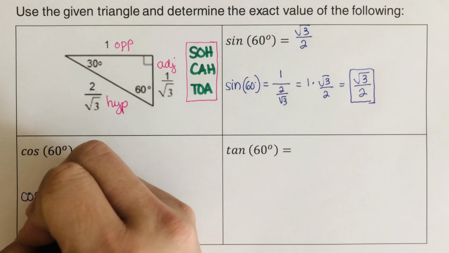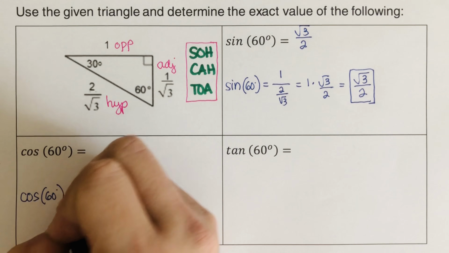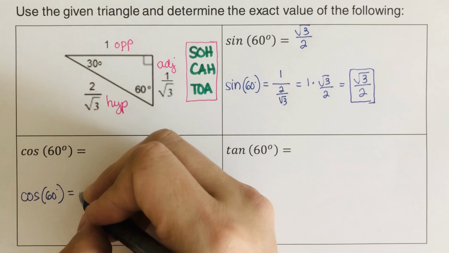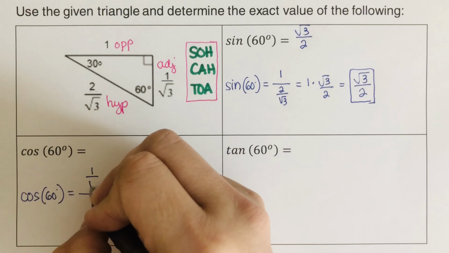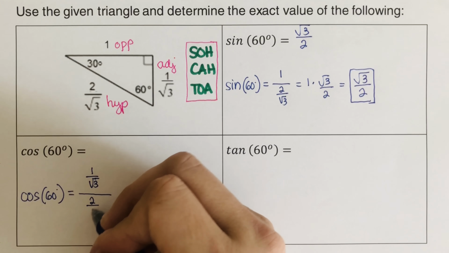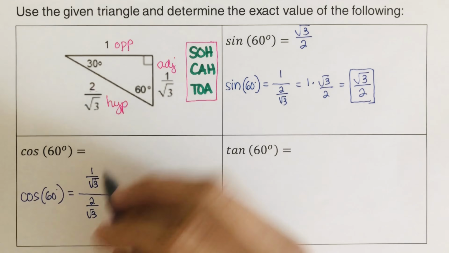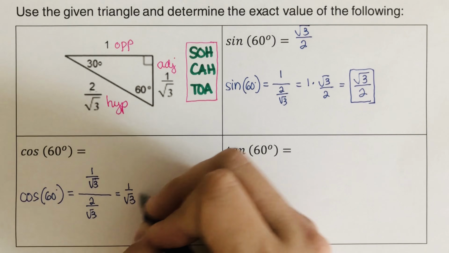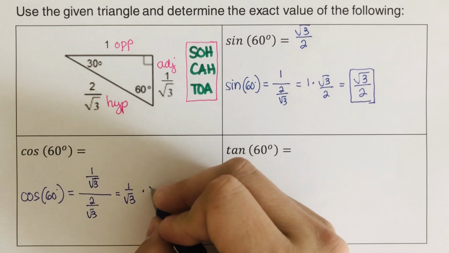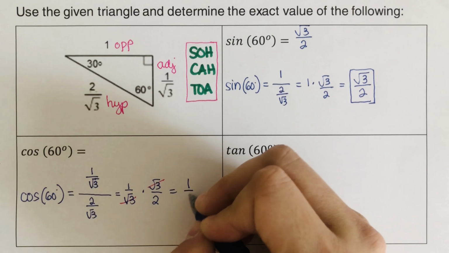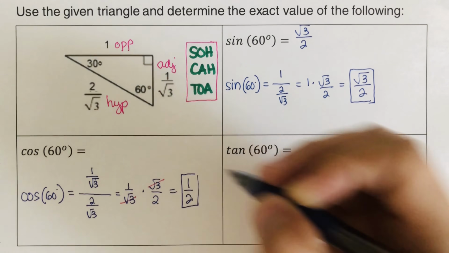Now let's have the cosine of 60. So that is cosine of 60 degrees is equal to, cosine is adjacent over hypotenuse. The adjacent for this is 1 over square root of 3. And then the hypotenuse is 2 over square root of 3. So then again, we are going to write the numerator, 1 over square root of 3 times, flip the bottom, square root of 3 over 2. So then we can cross out the square root of 3 and square root of 3. So then we're left with 1 over 2. So cosine of 60 is 1/2.